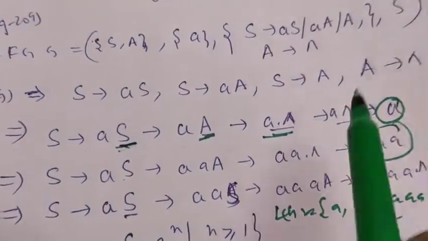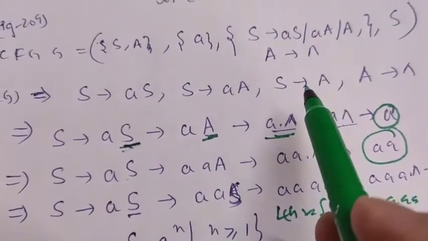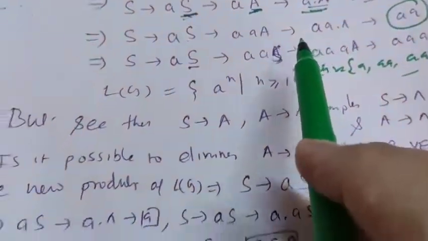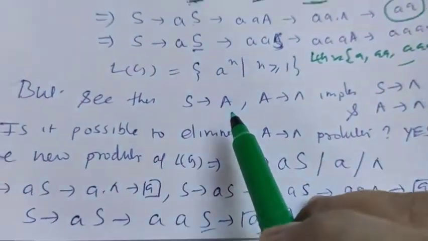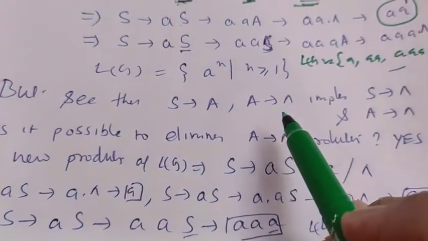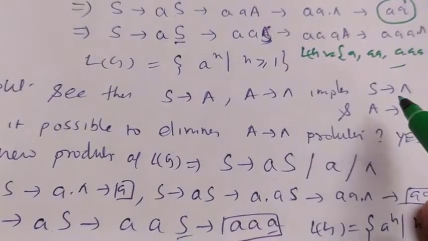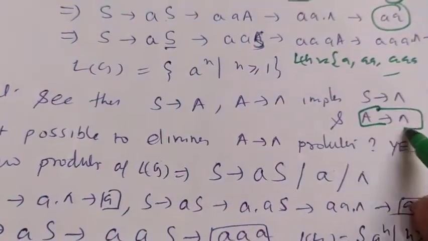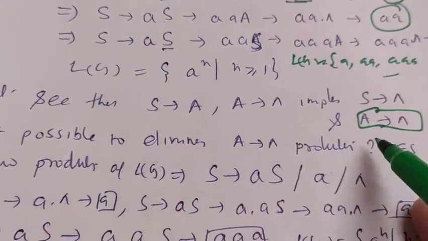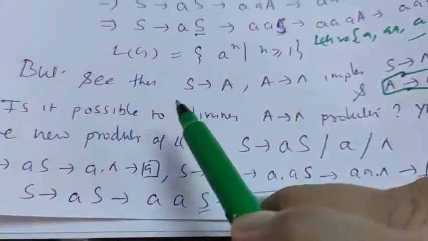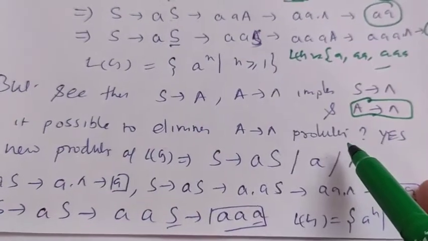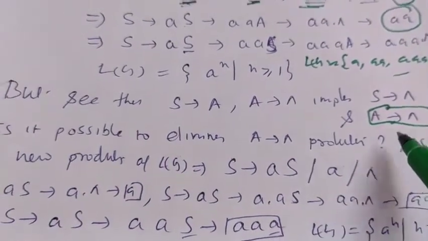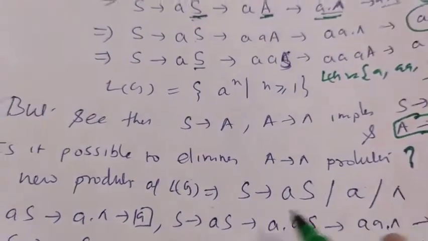Now here I want to explain what the null production is. See, S tends to A and A tends to null implies S tends to null, and A tends to null. So this A tends to null is a null production which is not required. How is it not required? Because it is possible to eliminate the A tends to null production. Is it possible? Yes, it is possible.